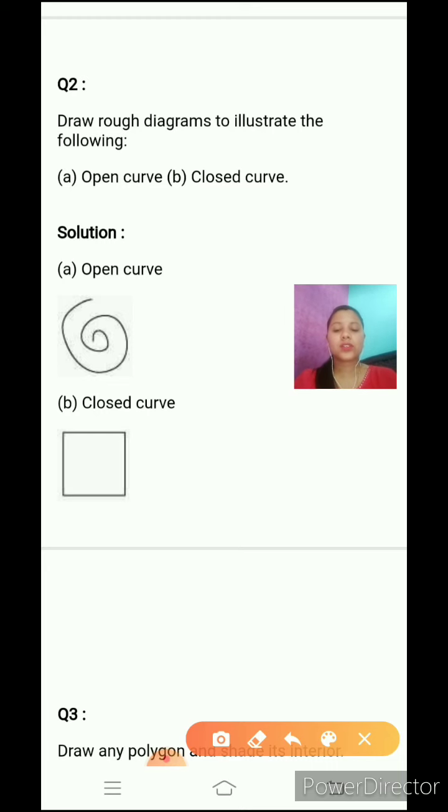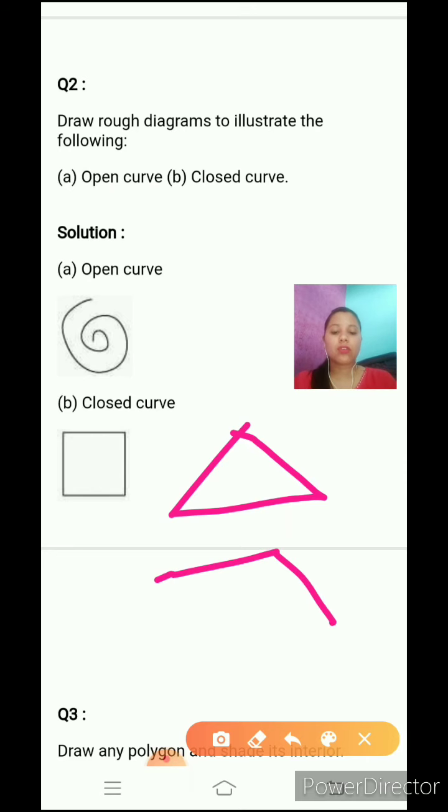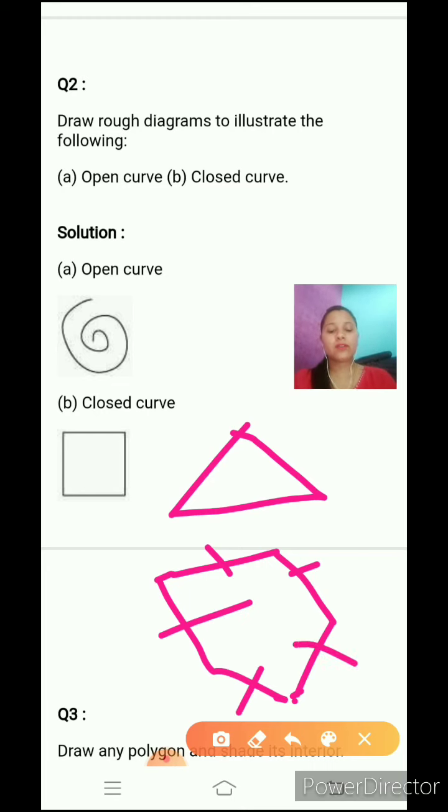Closed curve, so this one is a square, so it's a closed curve. You can draw a triangle also, you can draw a pentagon also, just like that, 1 2 3 4 5, so it's a pentagon and it's also a closed curve.